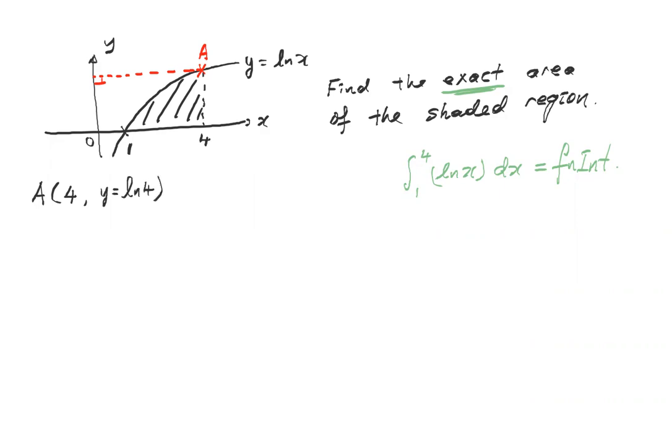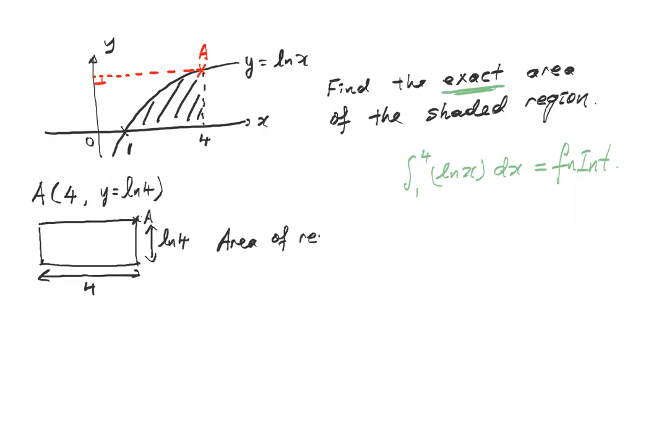So you get a rectangle like that. This is 4. This is ln 4. So can you find the area of the rectangle? Yes, you can. So the area of the rectangle is equal to 4 times ln 4. So this will be 4 ln 4.